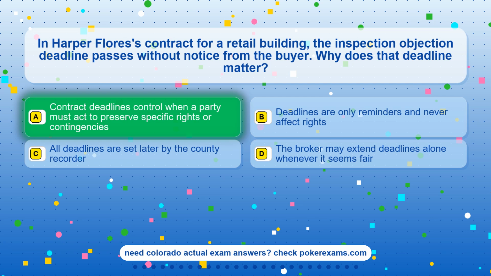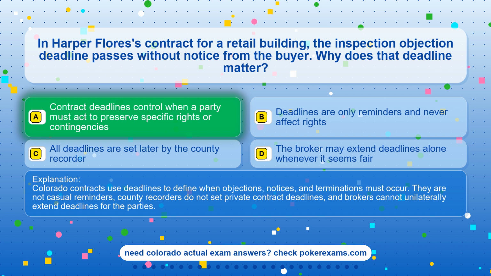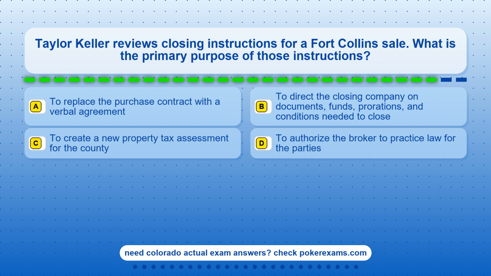The correct answer is option A. Contract deadlines control when a party must act to preserve specific rights or contingencies. Colorado contracts use deadlines to define when objections, notices, and terminations must occur. They are not casual reminders, county recorders do not set private contract deadlines, and brokers cannot unilaterally extend deadlines for the parties.